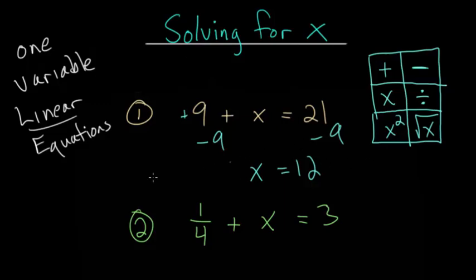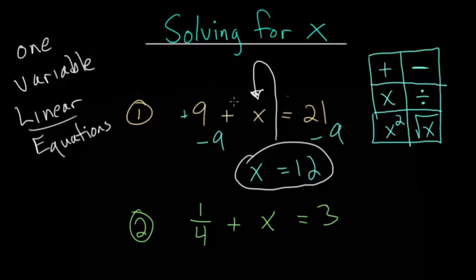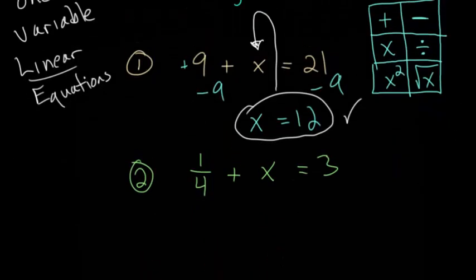And then once you find the answer for these equations, you want to get in the habit of checking. So take this answer of x equals 12 and plug it back into your original equation. And basically just see if it's true. So you have 9 plus 12, and the question is, does that equal 21? And since it does, we know for sure that x equals 12 is the correct solution. So let's now move on to the second question.